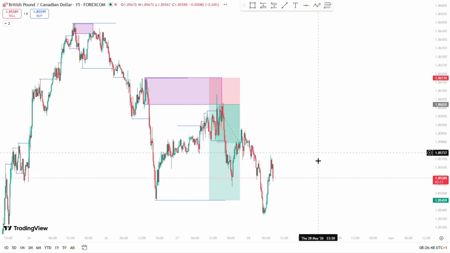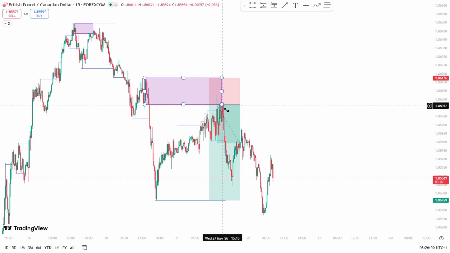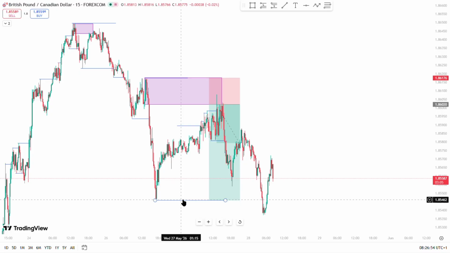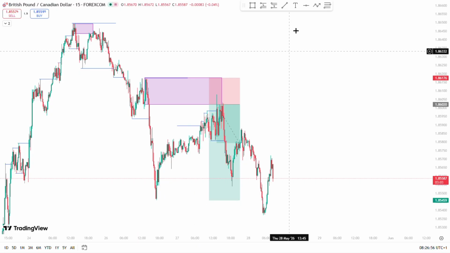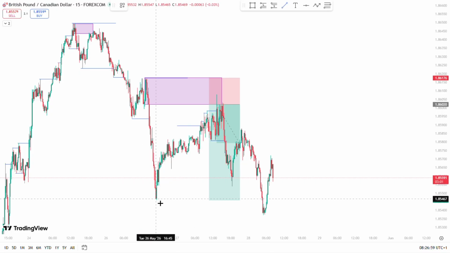So for GBPCAD, it's TP already. You can see I marked out this trade and sent it on my previous video on YouTube, and I don't know if anybody took it. This is beautiful.